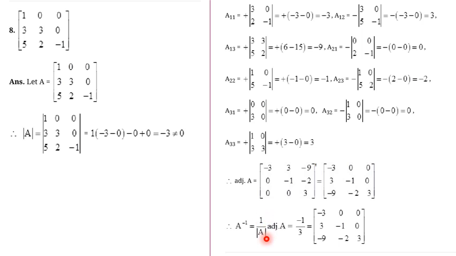Then A inverse is 1 upon mod A into adjoint of A, equal to minus 1 upon 3 into adjoint of A. Here it should be a multiplication sign, so please make that correction. I just tried to make the multiplication sign here. Please make that correction, children.